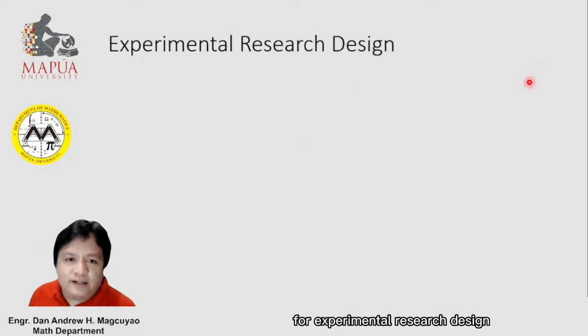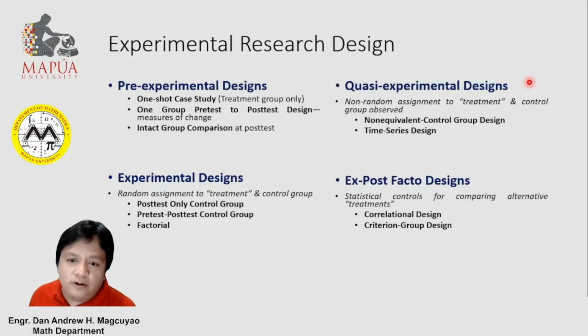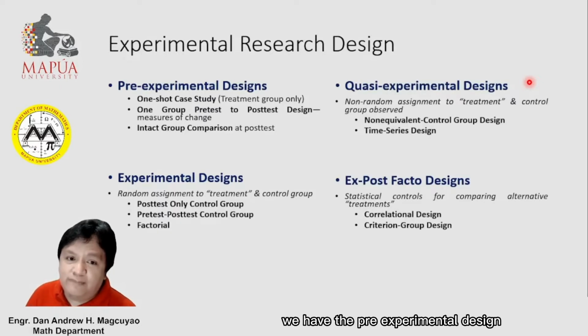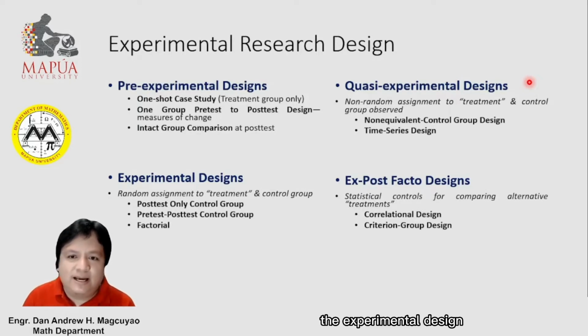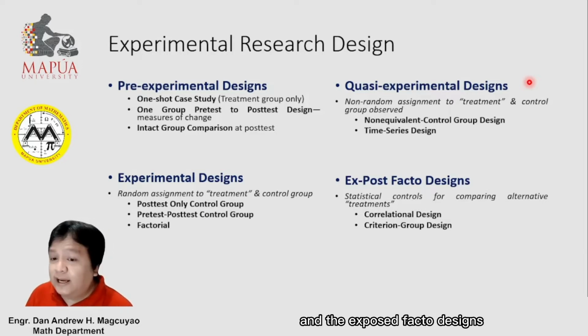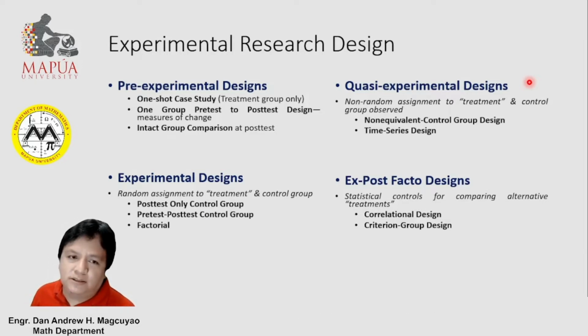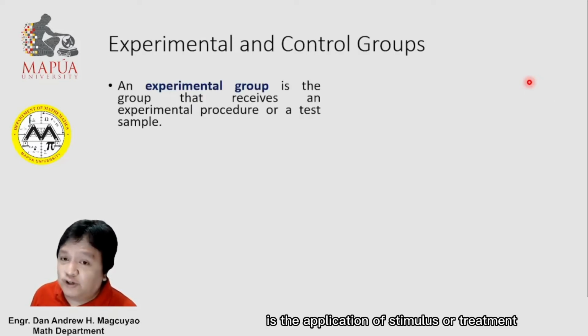For experimental research design, we can categorize that into four. We have the pre-experimental design, the experimental design, the quasi-experimental design, and the ex post facto designs. The main important thing about experimental design is the application of stimulus or treatment.